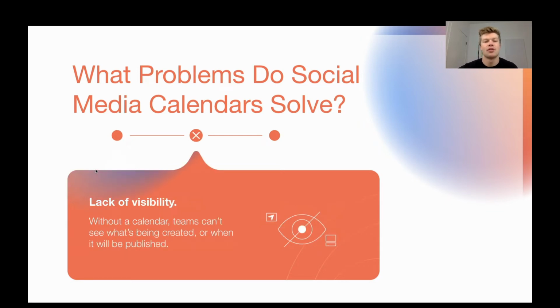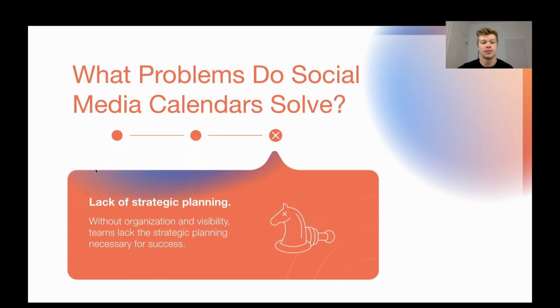Another problem you'll encounter when managing social media marketing manually is the inability to see everything you have planned and scheduled, and not having any way to share with other team members or clients what's going on or what's going to get posted when. A calendar also makes this really easy to do.